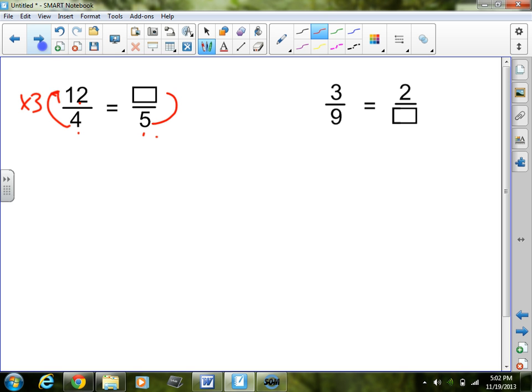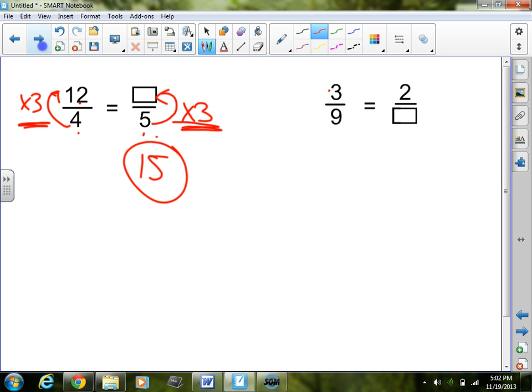So what am I going to do here? Times 3. So the answer is going to be 15. 5 times 3 equals 15. That's how I use my unit rate and solve. And you see how easy it is.